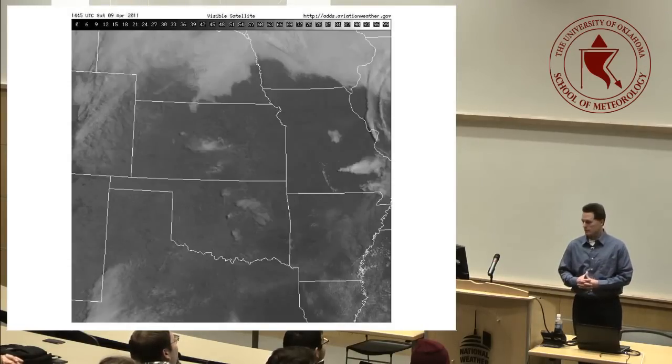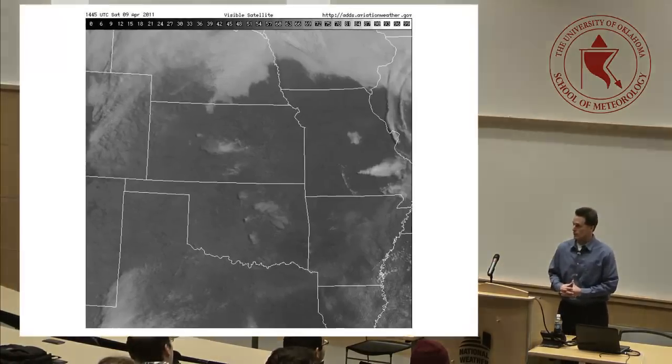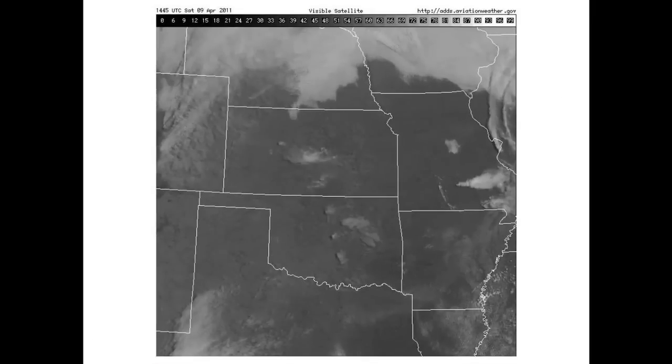This is mid-morning. I don't see much in the way of clouds anywhere, so that says something about how close we are to saturation in our boundary layer, which means we're not very close. So in this case, there's not going to be much to slow down daytime heating. It's sunny. It's going to warm up pretty quickly.